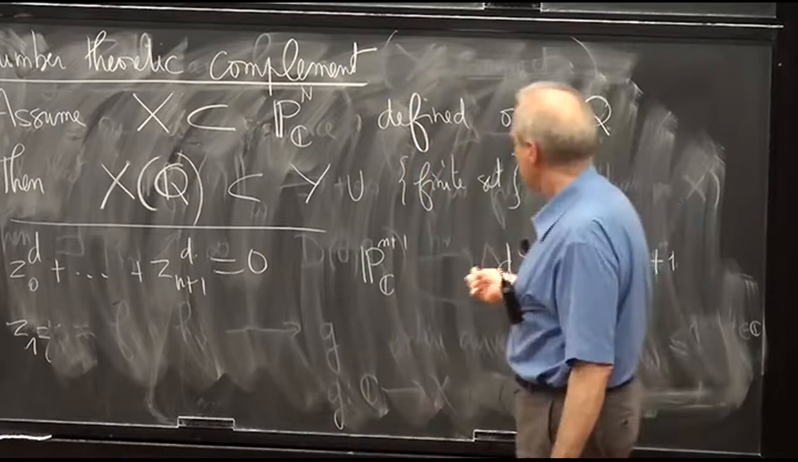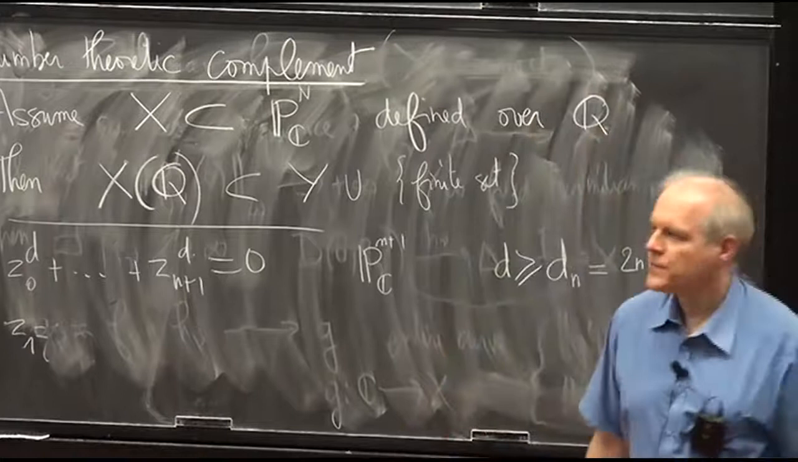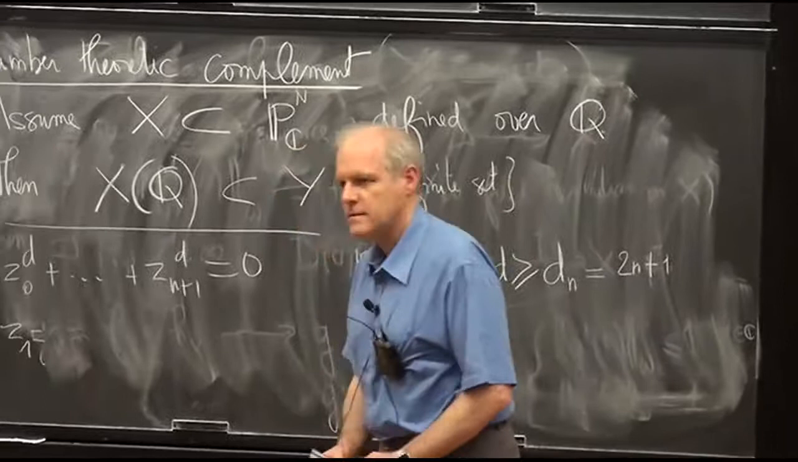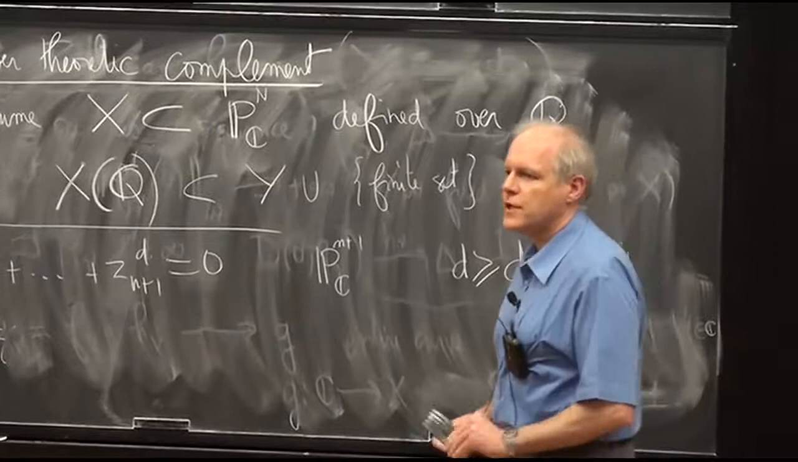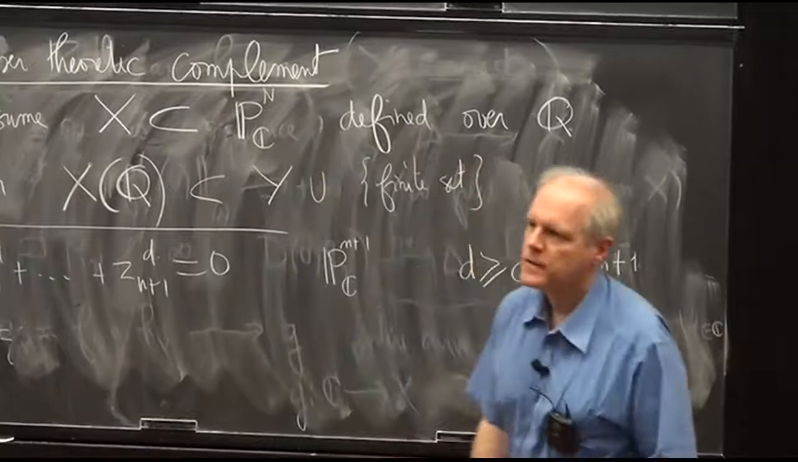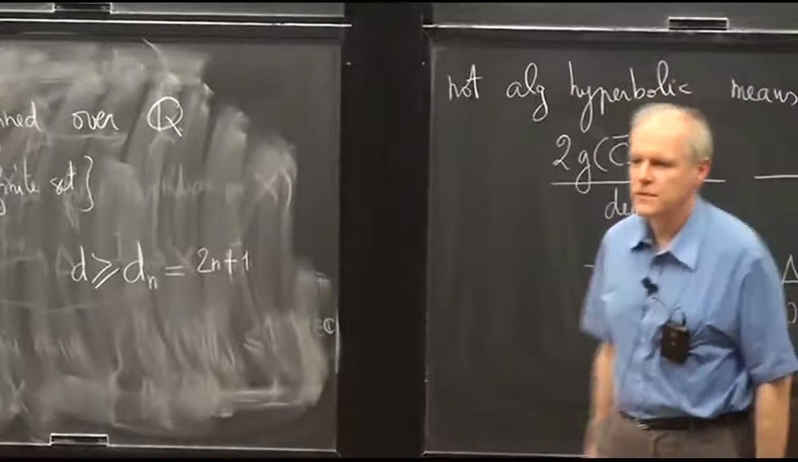A generic member here will be hyperbolic. This is very hard to prove. I proved in 1999 that this is true for surfaces in P3. So if you have a generic surface in P3 of degree at least 21, then it is hyperbolic. So results which I will explain here prove in this direction for higher dimension.